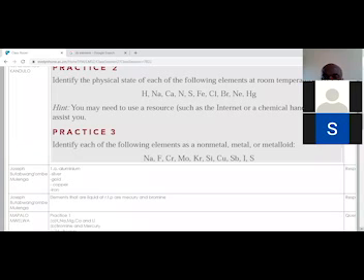remember that when you're talking about elements and their states, you must know them, because when you're writing equations including state symbols, for calcium you put S for solid. I'm sure you know that. For nitrogen, which is N2, you put G for gas. So reason like that.